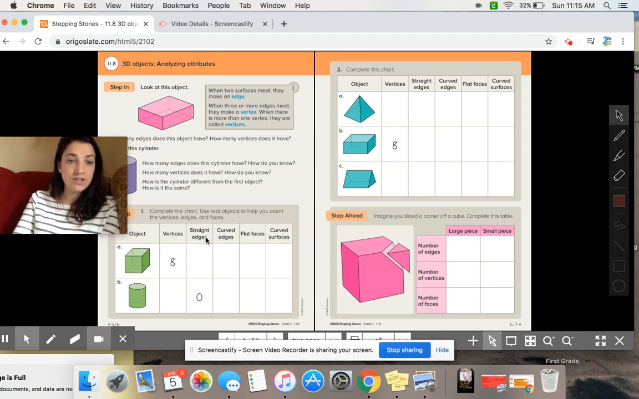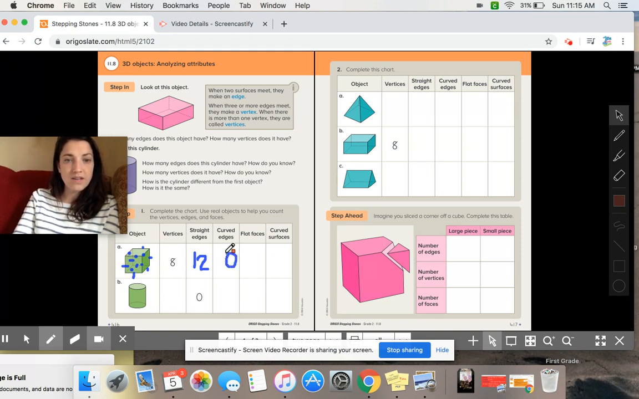We want to know how many straight edges they have. So when we count the edges, we can make those tick marks. 1, 2, 3, 4, 5, 6, 7, 8, 9, 10, 11, 12. There's 12 straight edges. Now, are any of these edges curved? No, they're not. So there's 0.